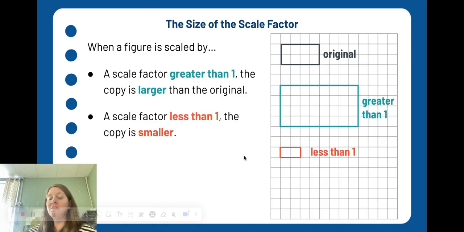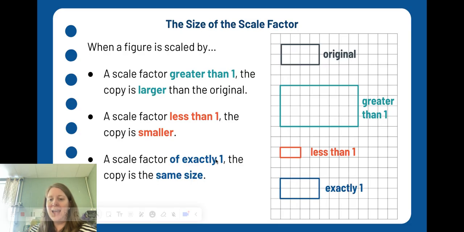A scale factor that is less than 1, the copy is going to be smaller. And that makes sense because any number less than 1 would be a decimal or a fraction, and so it would make it smaller. And a scale factor that is exactly 1 would be the exact same size as the original because, again, anytime you multiply by 1, you get the exact same number. Pause this video to write this down, and then we'll go on to the next slide.